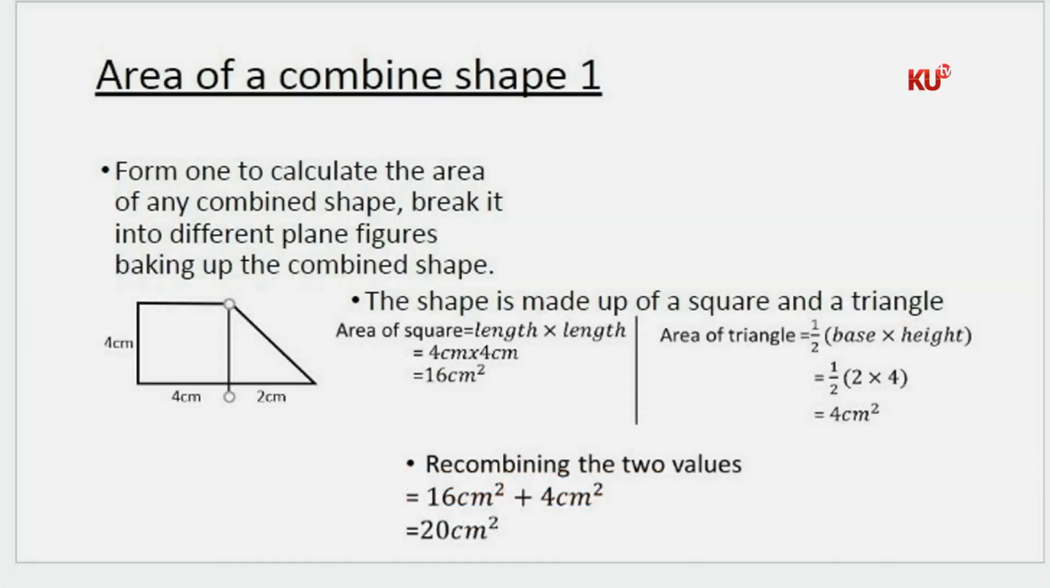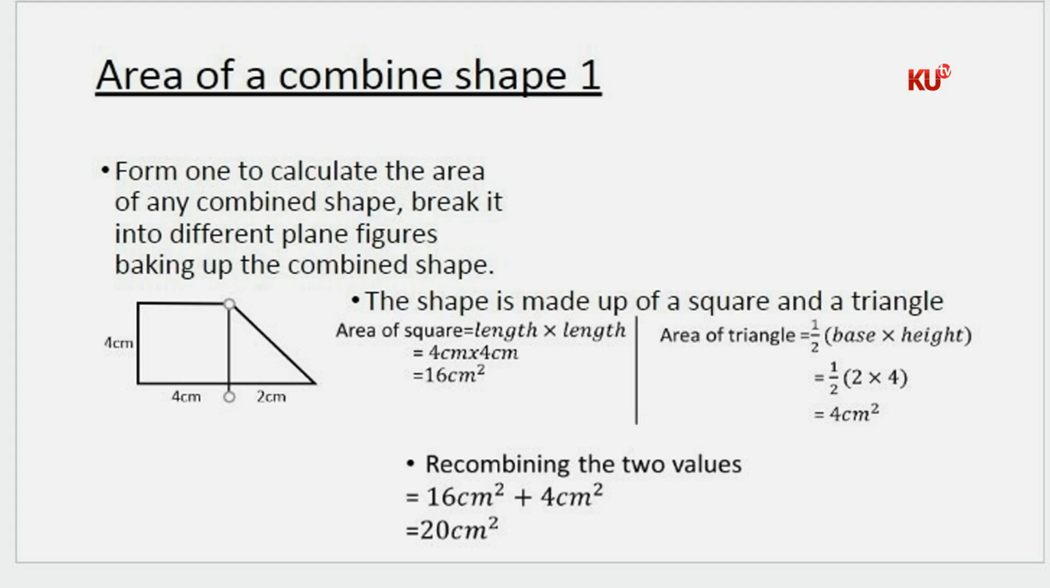So breaking up the combined shape, we can move on and see what the shape is made up of, you can see that shape on the screen. That is one of the combined shapes. And I have stated there, the shape is made up of a square and a triangle. You can see the square there. You can see the triangle. When you look at the square, the length is 4 centimeter. When you look at the triangle, the base is 2 centimeter, but some of us, I know, might get confused.